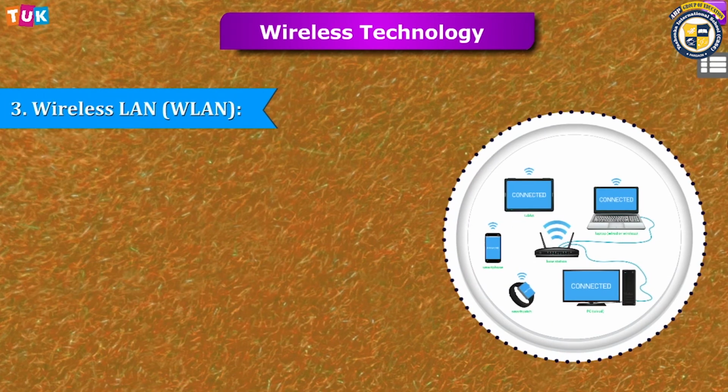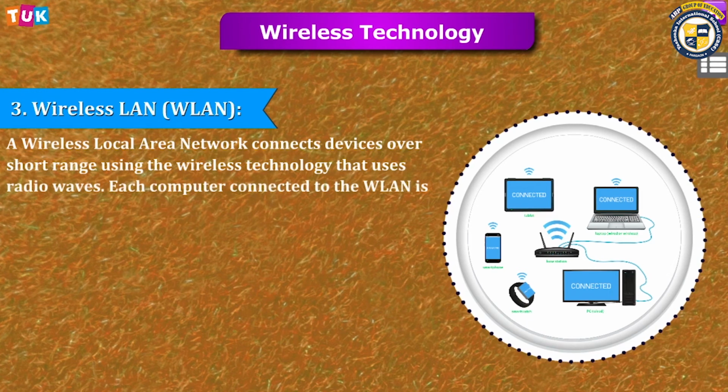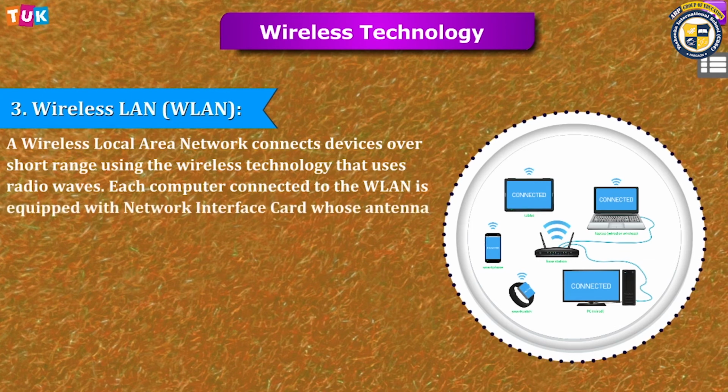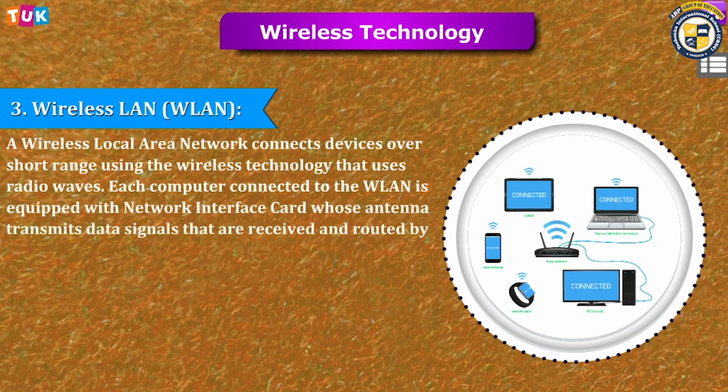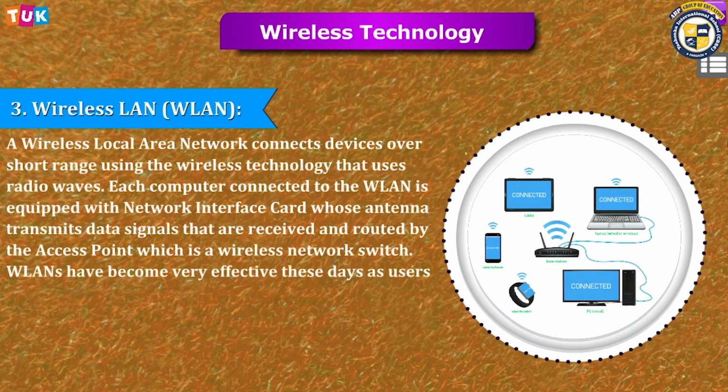Wireless LAN. WLAN. A wireless local area network connects devices over short range using wireless technology that uses radio waves. Each computer connected to the WLAN is equipped with a network interface card whose antenna transmits data signals that are received and routed by the access point, which is a wireless network switch.